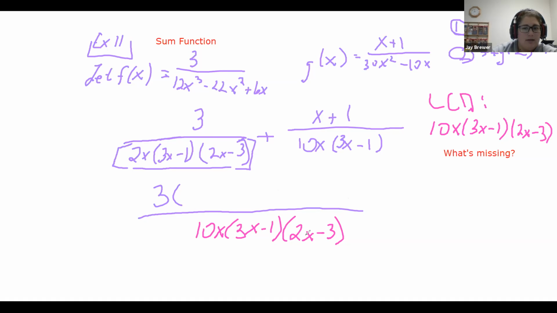So you have a 2x minus 3, right? You have a 3x minus 1. You have an x. And then you have a 2. So how do I go from 2 to 10? Multiply by 5. Perfect. Okay.